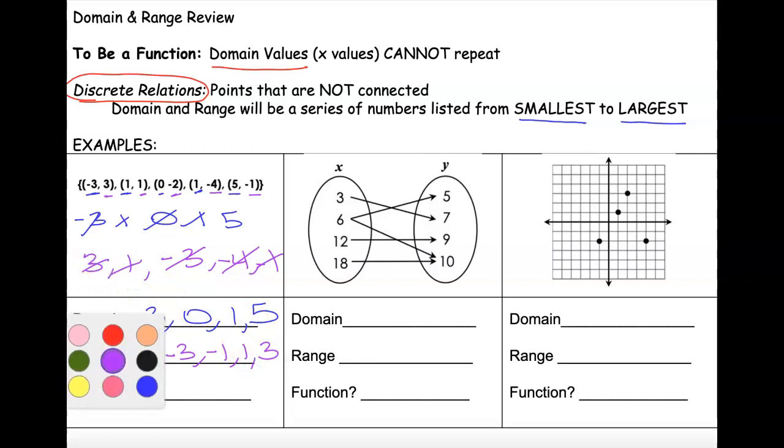And in order to be a function, our x values all have to be different, but because we have 1 in our domain twice, this is not a function. So we just put no.